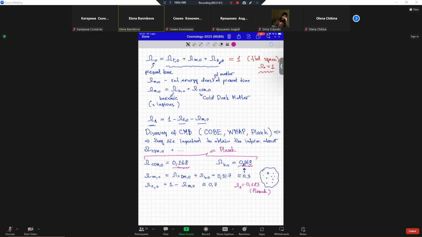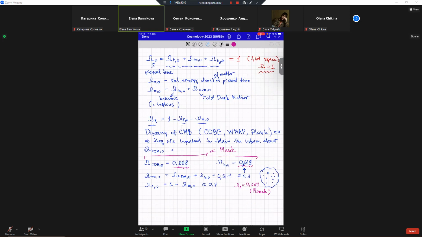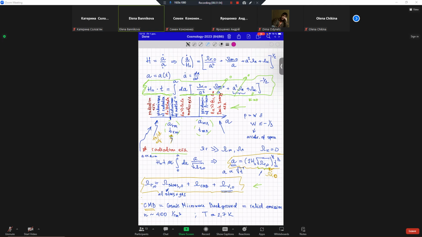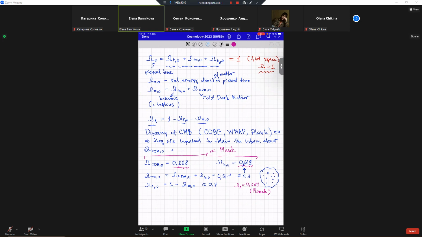Now we have everything to obtain some important values, to understand when, for example, in the past or in the future, we have some important moment when the universe passes from one stage to another stage. Okay, this one and this one, we would like to understand it. To do this, it's very simple.